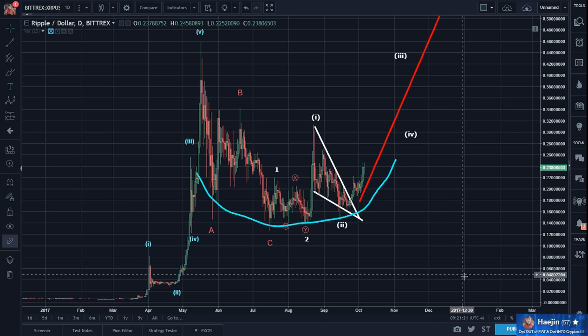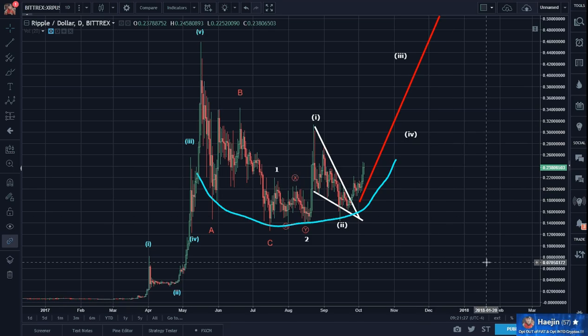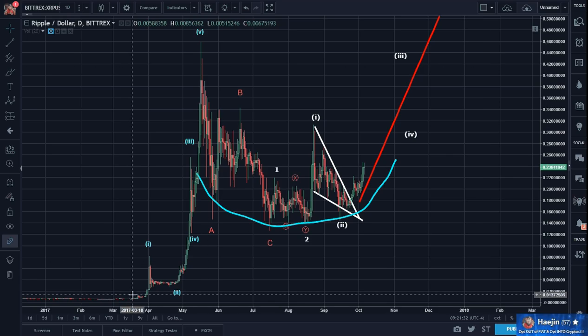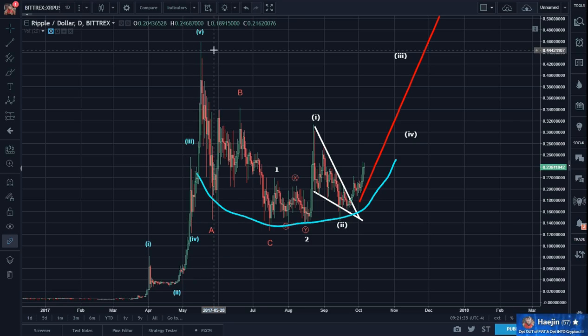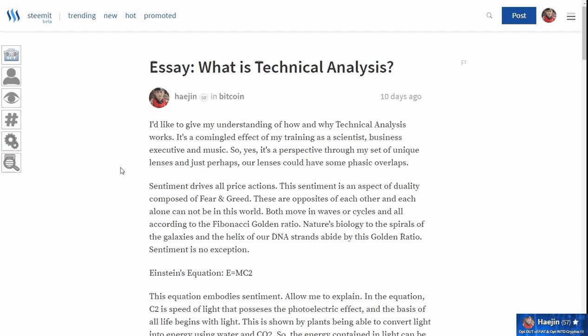The helix of our DNA. The orientation of proteins from a three-dimensional structure can be Fibonacci studied. And stock, or in this case crypto, price pattern is no different. I believe that price is a reflection of sentiment. And I have an essay in my past blog here where I wrote as to what, in my perspective and my experience, is technical analysis.